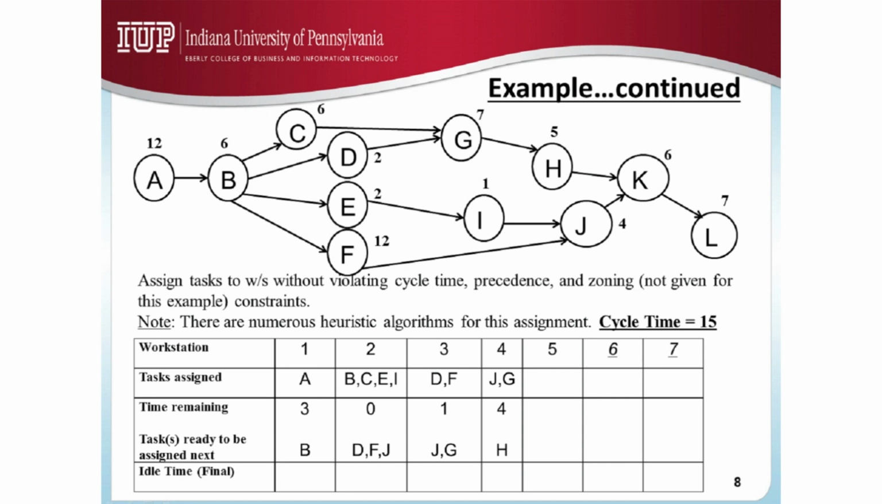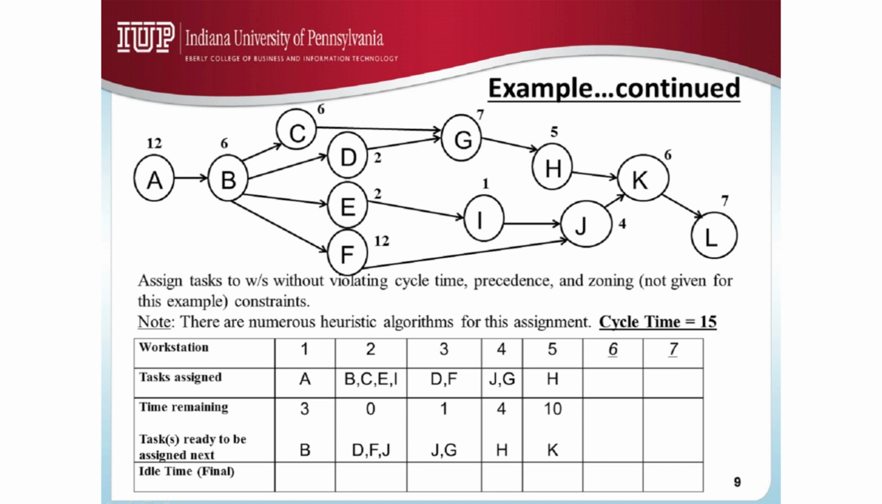Now the next one ready to be assigned is H. K and L are not ready yet because H has to be completed before K and L can be assigned. So the next task would be H, which will obviously go into workstation 5, only because it takes 5 minutes, which is more than the 4 minutes remaining in workstation 4. So let's look at that. So H is assigned to workstation 5. You have 10 minutes remaining now because of the cycle time being 15.